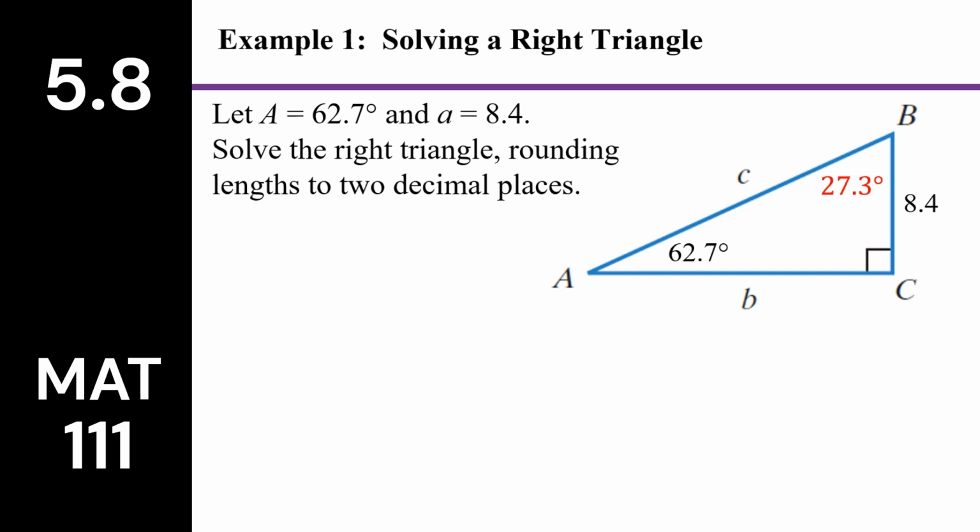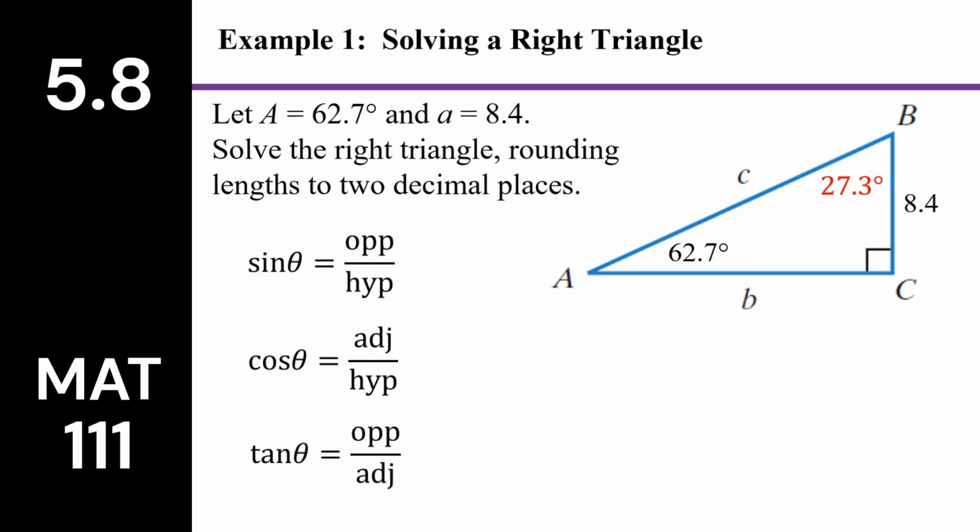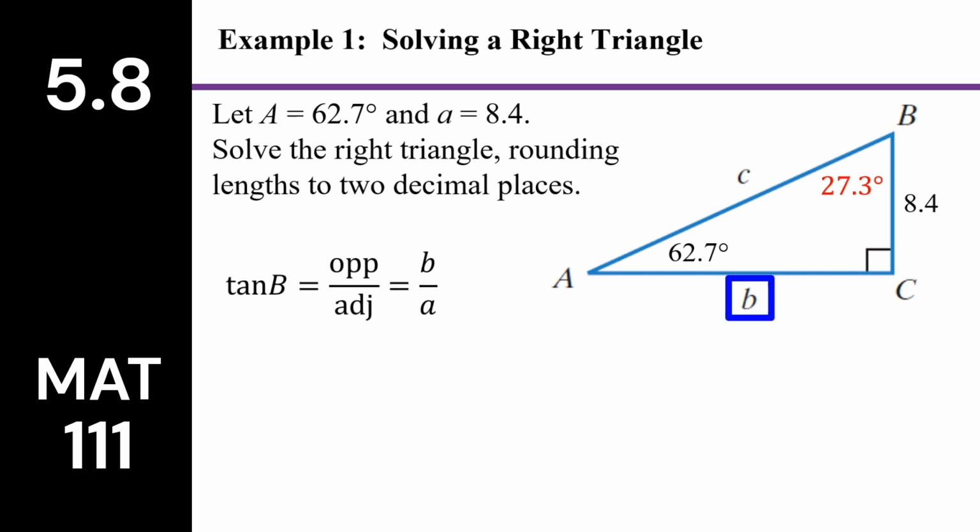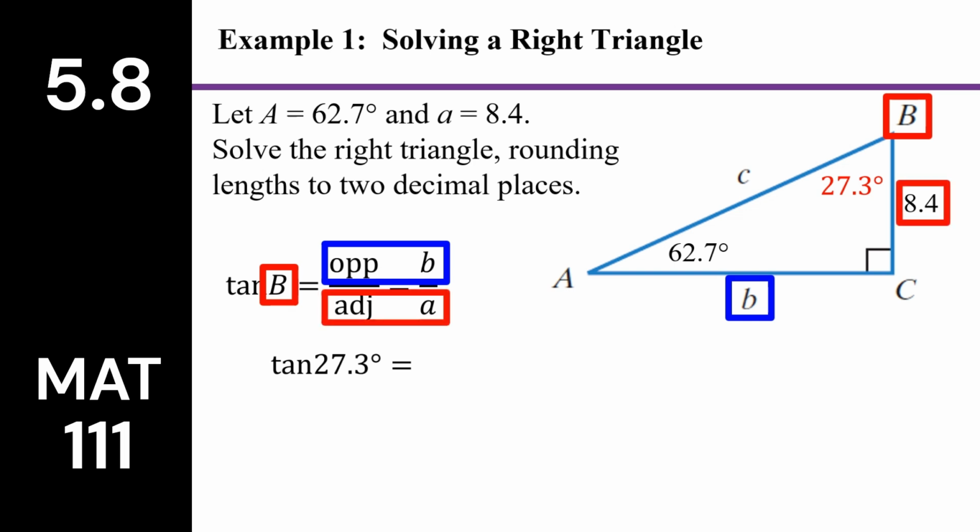One memory device was some old horse caught another horse taking oats away. We have options over which side we find next and which trig definition we use, but one option is to use the tangent function to find side b. We know that angle B is 27.3 degrees. The side we're looking for is opposite that angle, and 8.4 is adjacent to that angle.